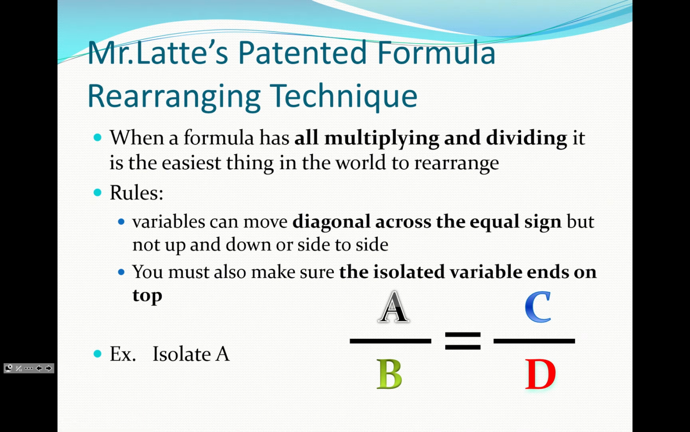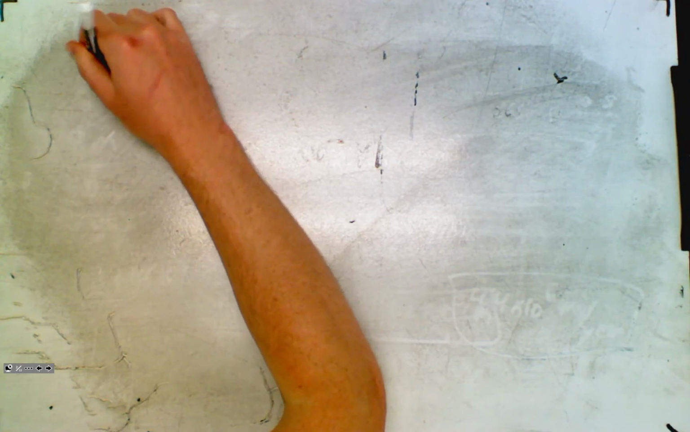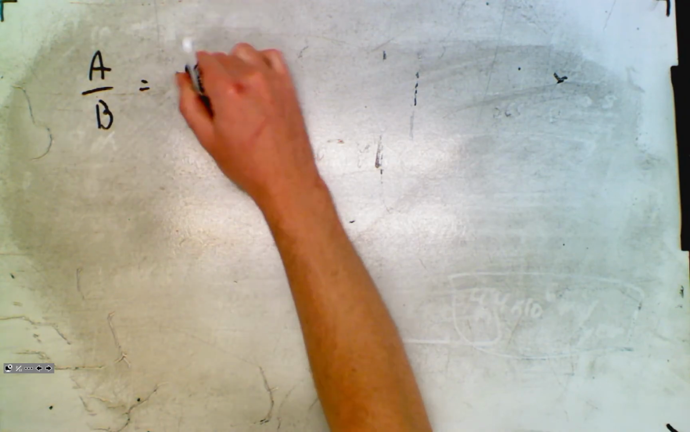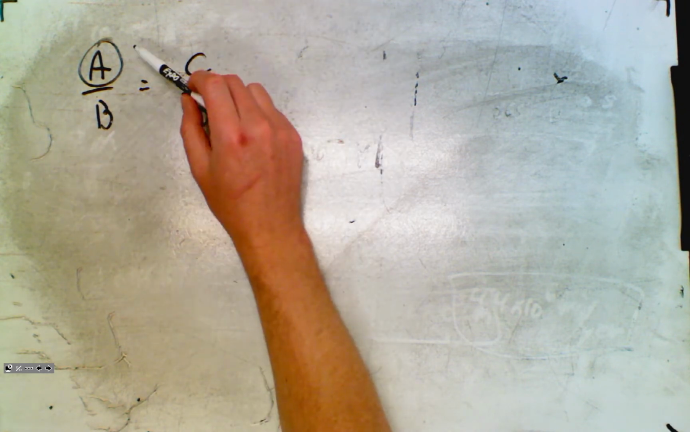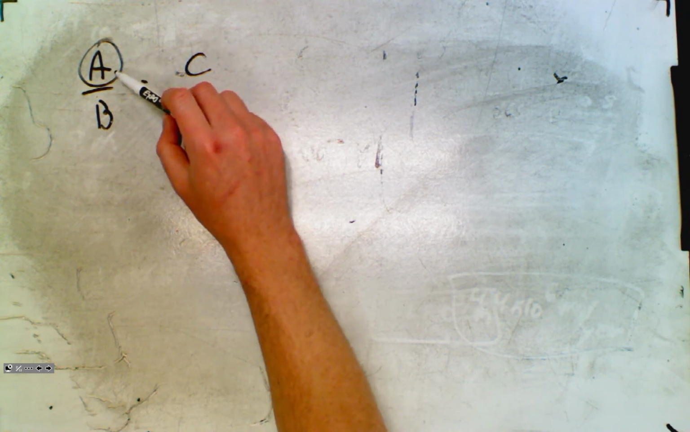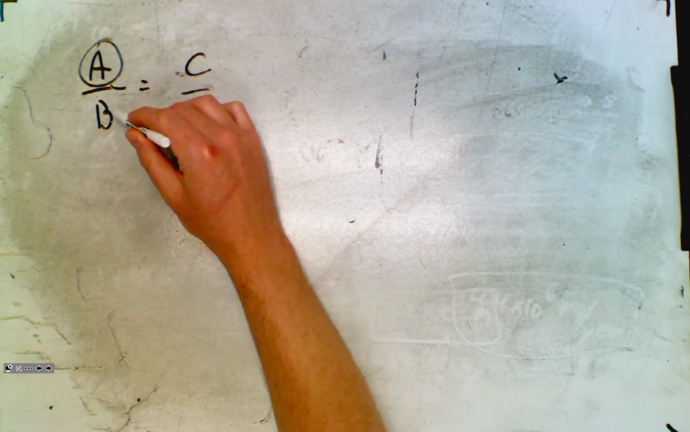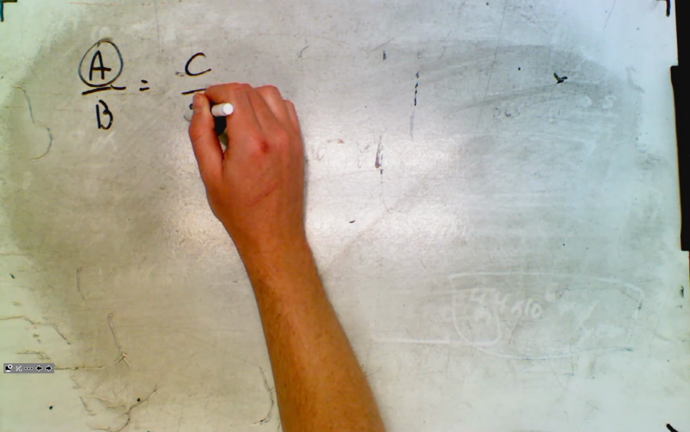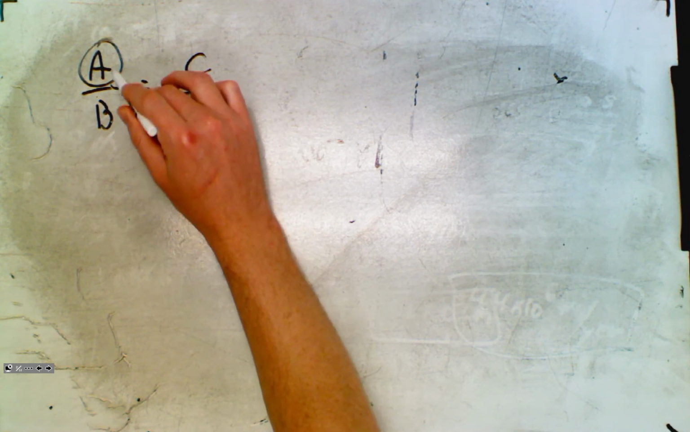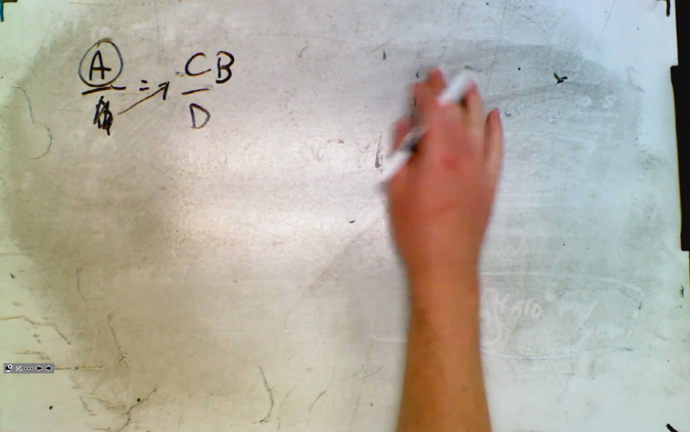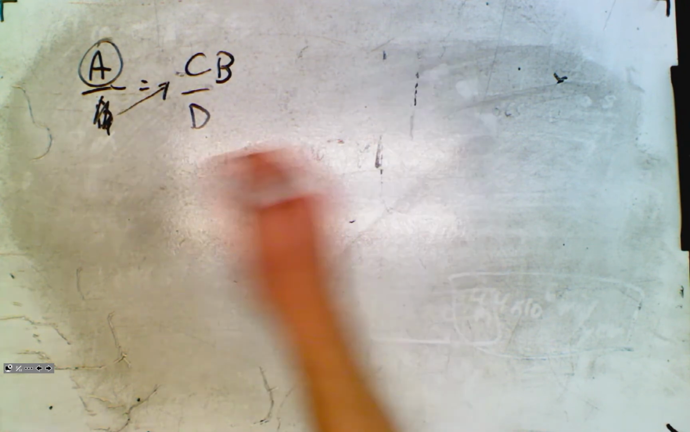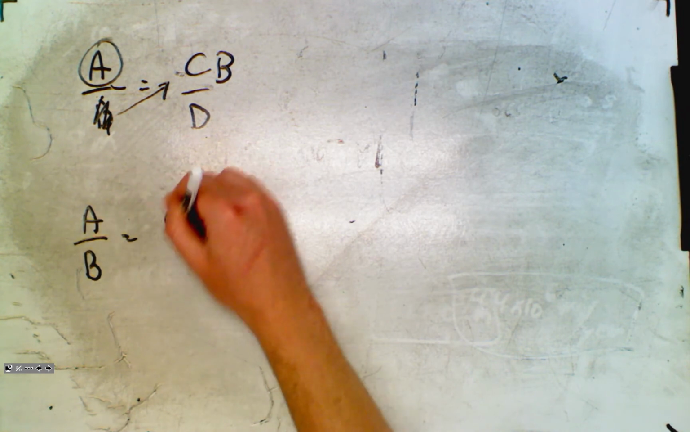So I'm going to switch to this. We have a over b equals c over d. We're trying to isolate a. The problem with this equation is b. If we want to isolate a, we want to make sure that a is the only thing on this side of the equal sign. So b can't move side to side, so b can't move beside d. It can't move up and down, it can't move beside a. So b can only move diagonally like that. The equation is rearranged.